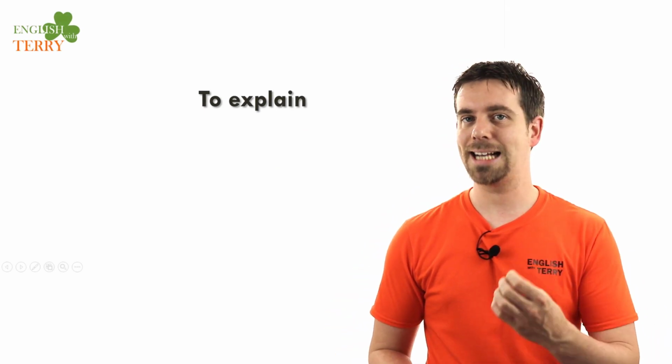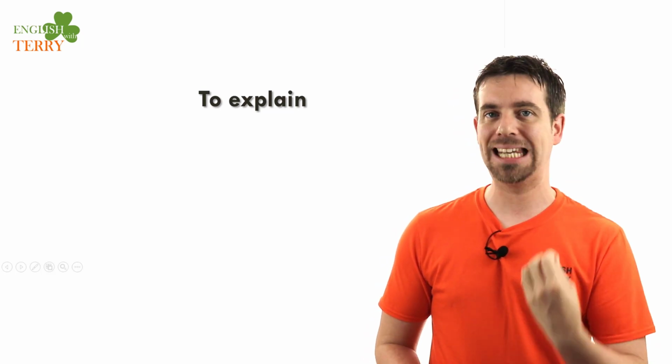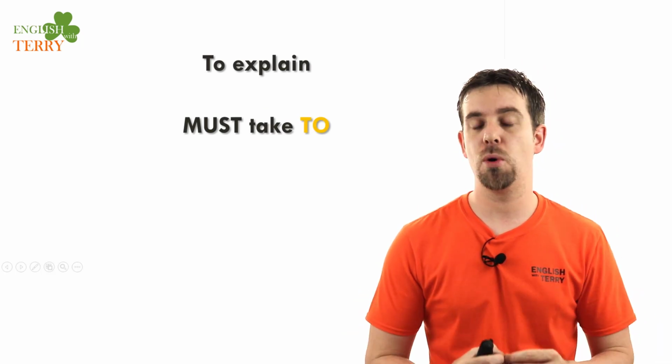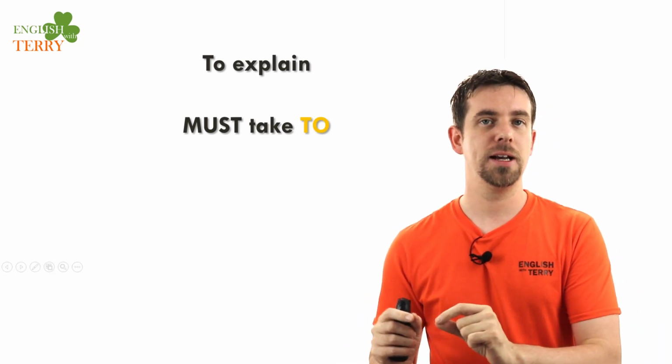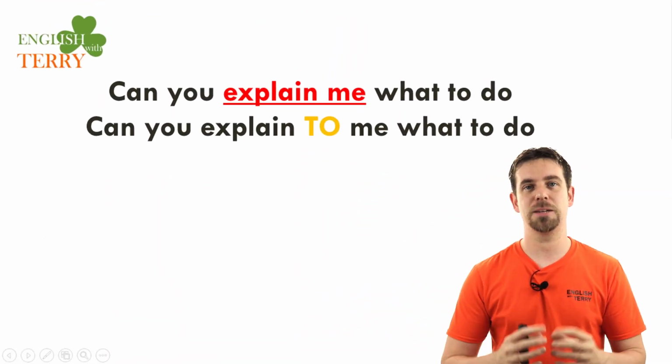So the first thing is about the pronunciation, right? Explain. Really let the mouth come down. Explain. And the second and most important point is it must always take the word "to", right? It's "to explain to". This is the classic mistake.